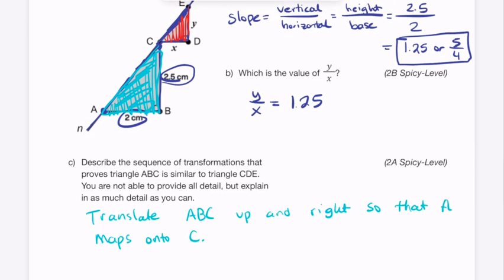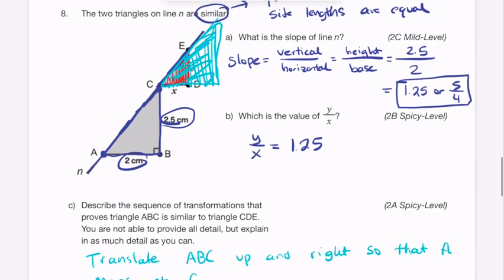Okay, now I'm not providing all the detail I normally want to provide when I'm translating because I don't know how many units up and how many units right. So that's what this "you can't provide all detail" is referring to. But it is like a clear picture of what's happening. So again, I'm translating it up, and then I would need to shrink it, dilate it, and I need to have a center of point C, because that's the point that's already in the right spot, and I want to keep where it is.